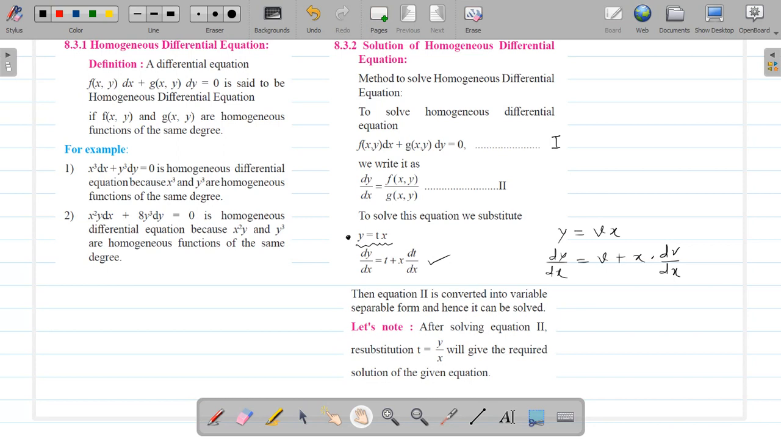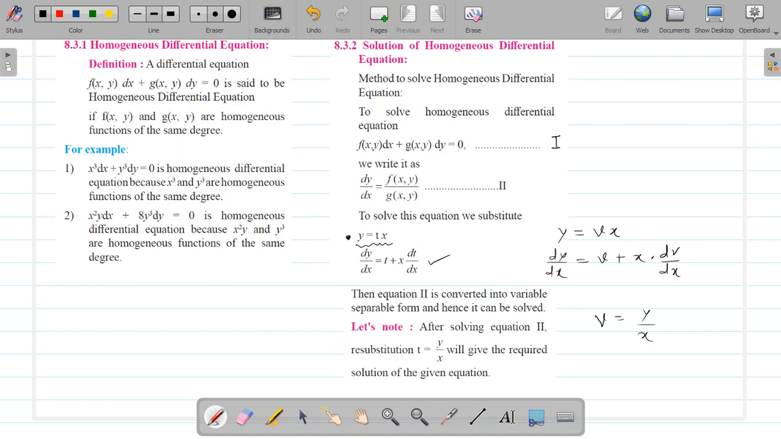You always remember that you have to put y is equal to tx or y is equal to vx, and then change equation number 2, and it will be converted into variable separable form, and then by the regular way you can solve the example. And then let us note that after solving equation 2 by that variable separable method, you have to resubstitute the value of t is equal to y upon x, or here in this case you have to put the value of v is equal to y upon x. Okay, so then you will get the general solution of the homogeneous differential equation.